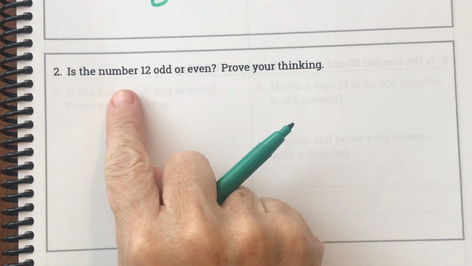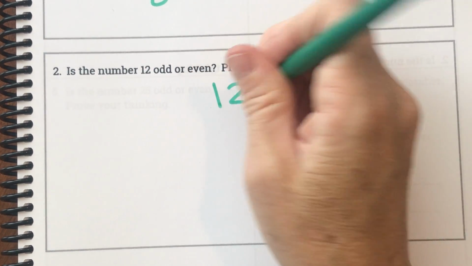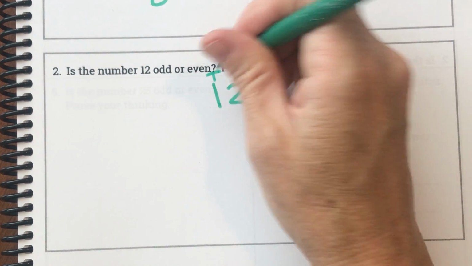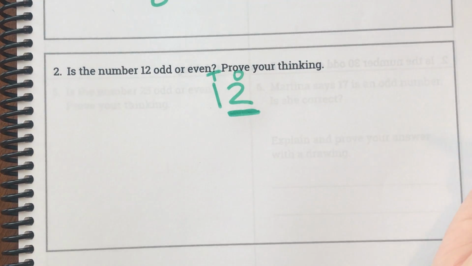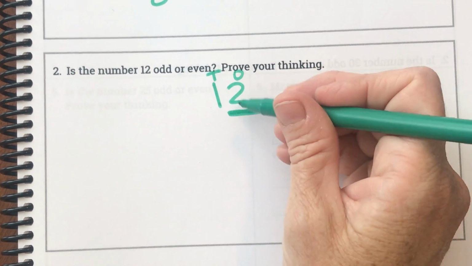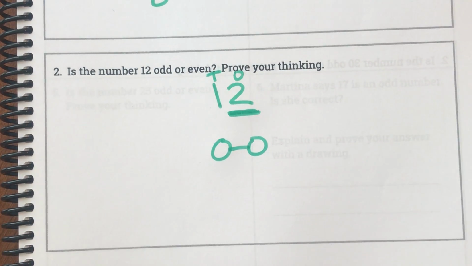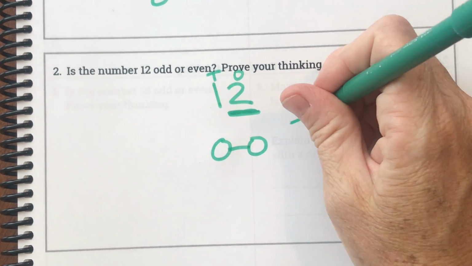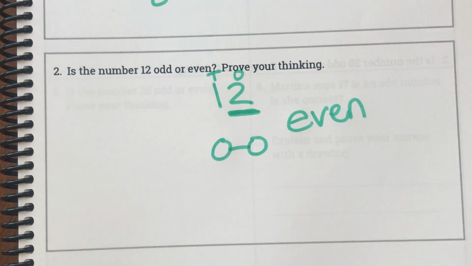Okay, let's look at our next one. Okay, our next one says, is the number 12 odd or even? Prove your thinking. Oh, 12 is what we call a 2-digit number. I have the ones column and the tens column. So can I use a shortcut here? Can we just look at the ones column? You bet. So we just need to draw 2. 1, 2, and they have a pair. So since 2 has no leftover, that means 2 is even. And if 2 is even, that means 12 is even.